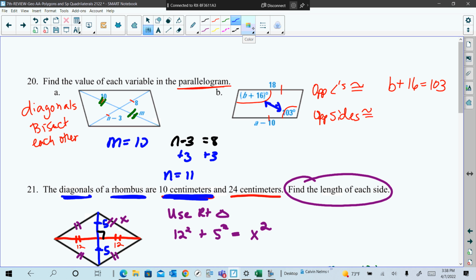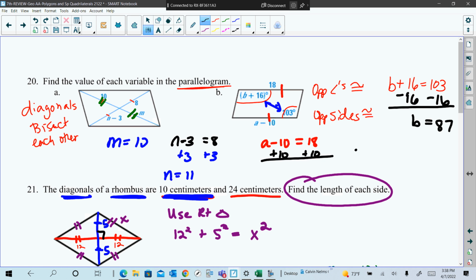So my setup was what I had over here. B plus 16 equals 103. You should have subtracted the 16 to isolate the B. And we would have B equals, what was it? 87? Yeah, 87. Now, for A, we have opposite sides are congruent, and I try to show that with the tick mark. So your A minus 10 equals 18. You're solving A by adding 10 on both sides. So here A equals 28. Okay.